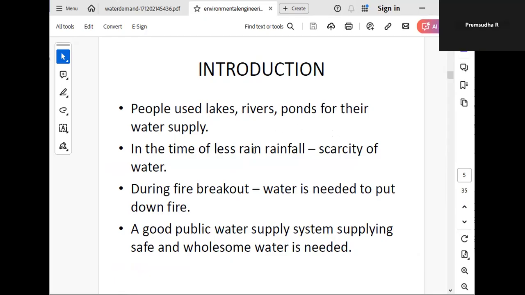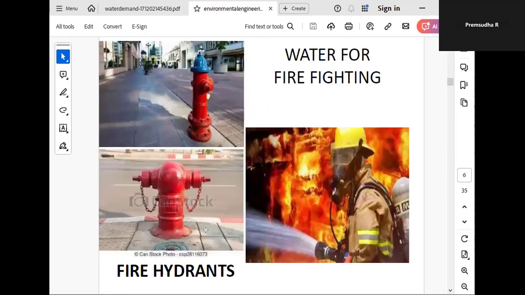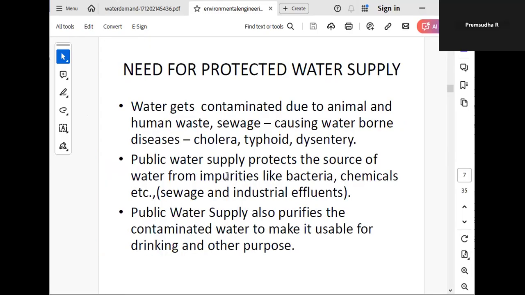In the time of less rainfall, there is scarcity of water. During a fire breakout, water is needed to put down the fire. Even if a fire accident occurs, we need water to put out the fire. A good public water supply system supplies safe and wholesome water. So what is meant by a good public water supply system is that it supplies the safe and wholesome water needed. This picture shows the water required for firefighting also.